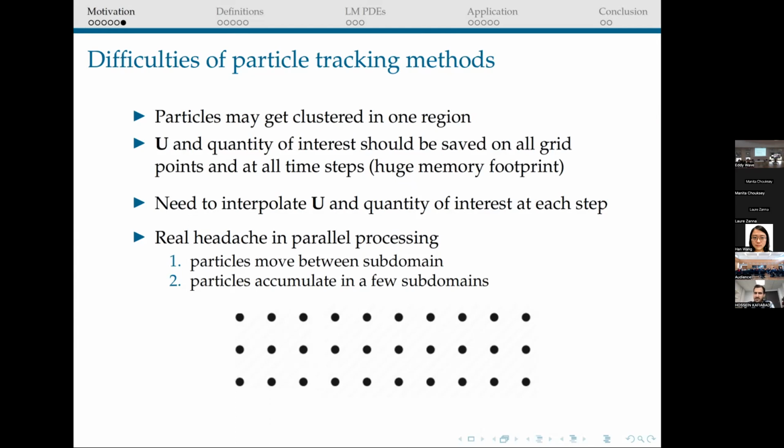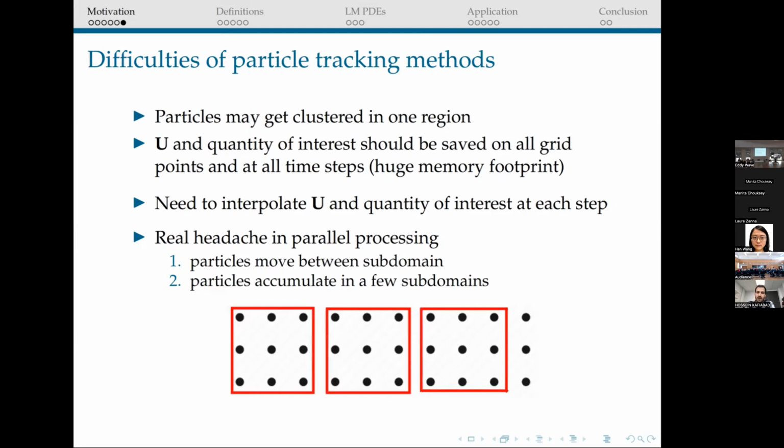And also it's a real headache when it comes to parallel processing. If you want to follow particles in space, when it comes to parallel processing, we usually divide our domains into some subdomains and solve the governing equations on each subdomain using a different processor. If you follow the particles, sometimes the particles may pass from one subdomain to another, which creates a lot of communication between processors, which slows down the computation.